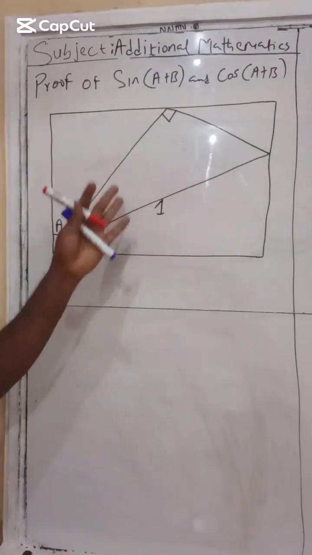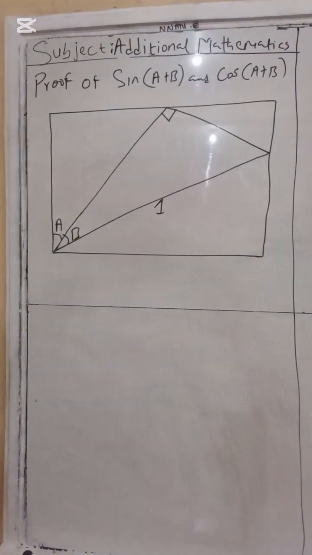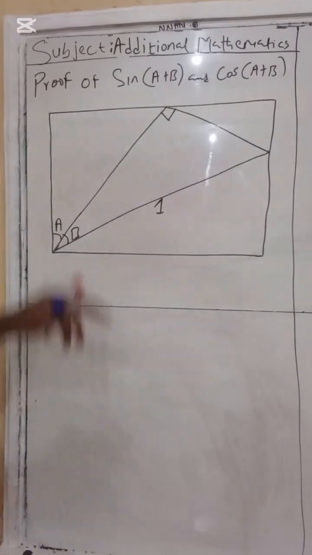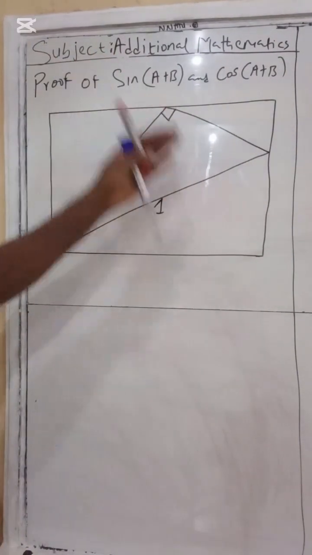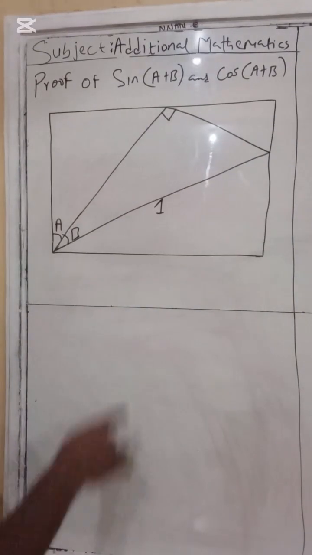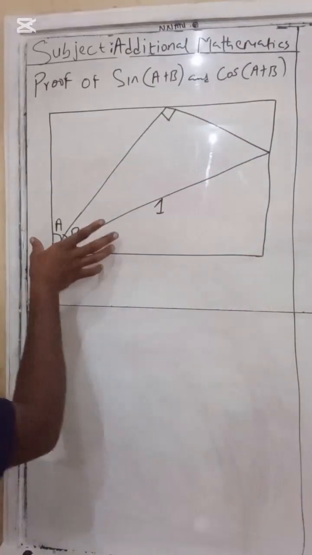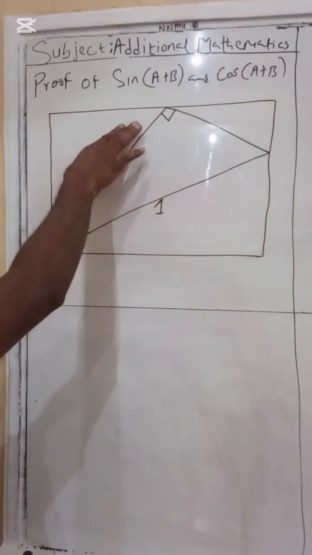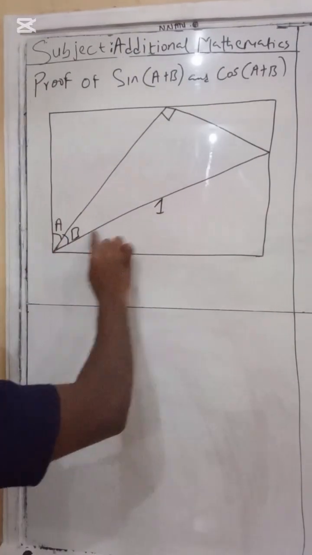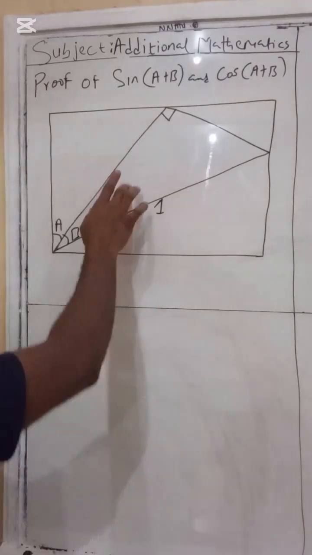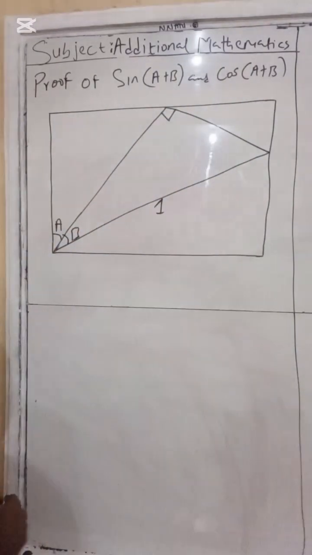Okay, I'm going to use this rectangle and this inscribed right angle triangle to prove the compound angle formulas: sine of A plus B and cos of A plus B. First of all, you need to draw a rectangle and inscribe a right angle triangle inside it in such a way that the hypotenuse is 1 unit. Okay? So when we have this, this is a right angle triangle.